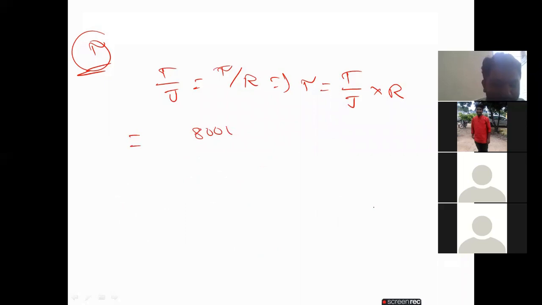So finally we will get some value that is nothing but 43. Sorry for the internet issue. Anyway, I will share the screen again. Please wait for 1 second.